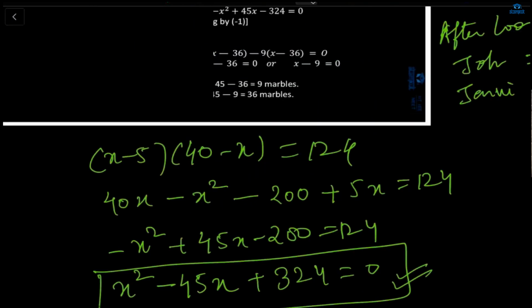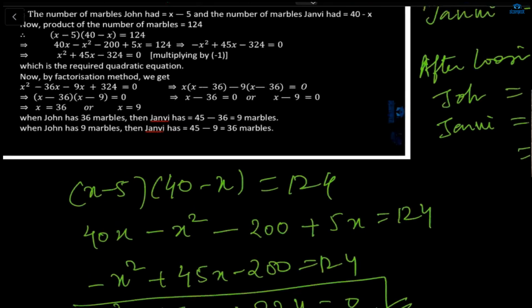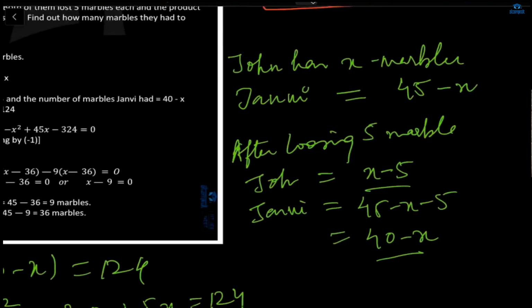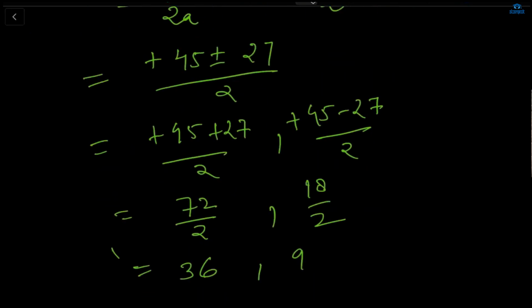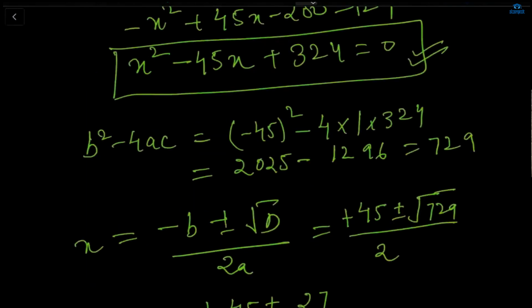The values are 36 and 9. If John has 36 marbles, Janvi will have 9 marbles. If John has 9 marbles, Janvi will have 36 marbles. Understood? So either you can do it with the factorization method or with the quadratic formula. So I'm stopping here only.